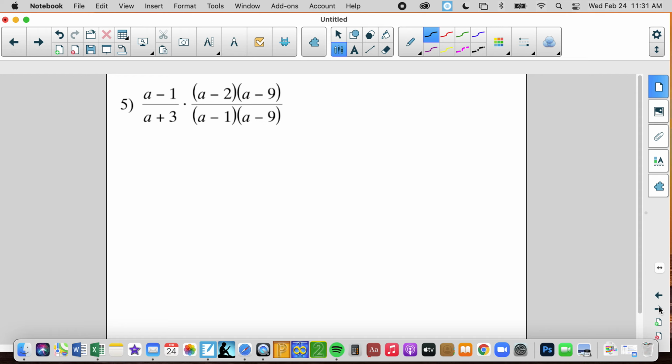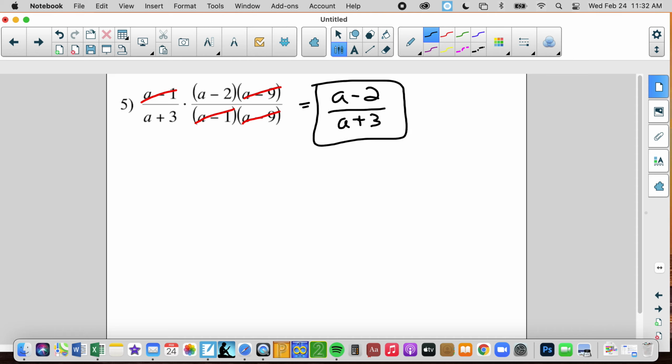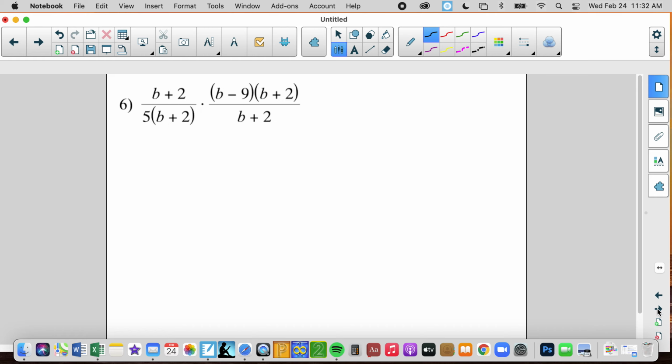Also, really nice. So you see the benefits of when it's factored. When everything's factored, you're just pairing it up. So a minus 9, a minus 9, a minus 1, a minus 1, numerator and denominator. And that leaves me with a minus 2 over a plus 3. That's a nice, easy one. We love it when they're factored out for us.